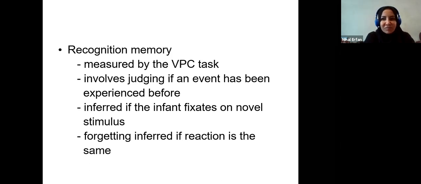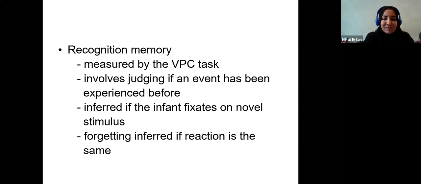And then a few weeks later, you present them with that familiar cube and then a ball. So what happens is they will fixate on the ball because they've not seen that before. What that infers is that they've recognized the cube. Now they're looking at the ball because it's new. So that infers that they have recognized. So this is recognition memory, okay?